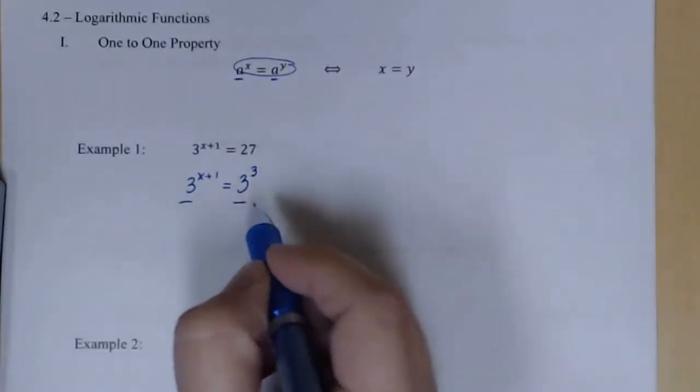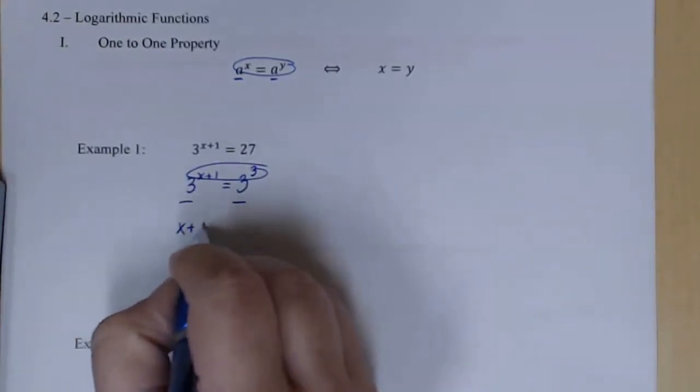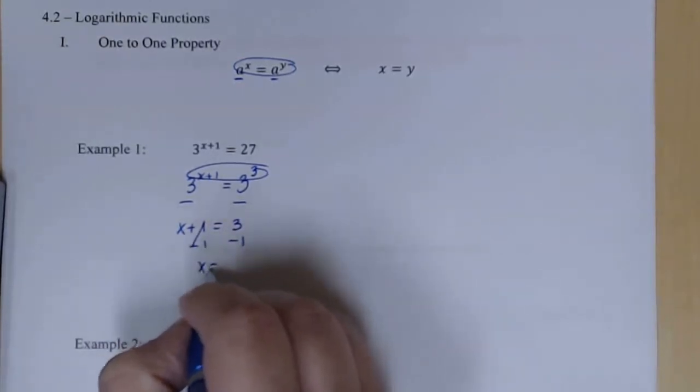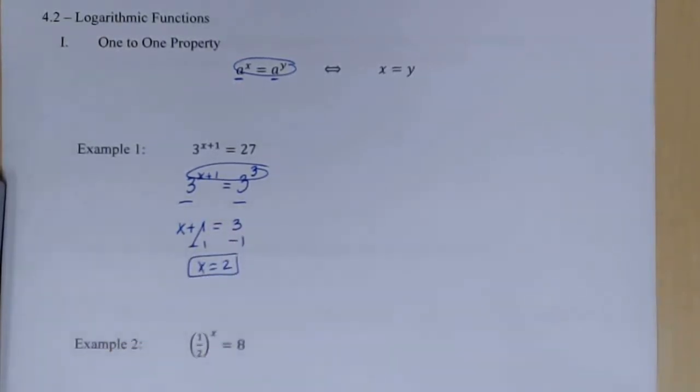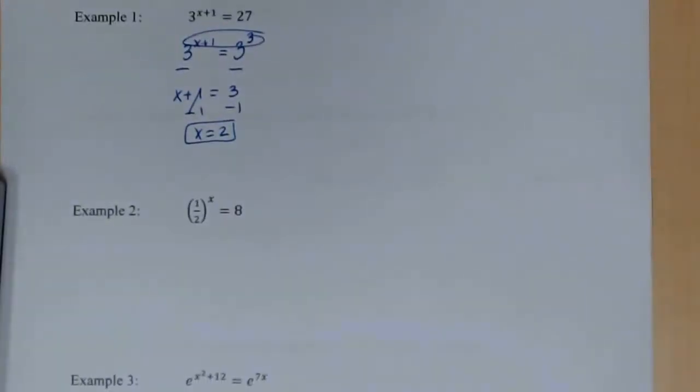Now that I have the basis to be the same, I can set these exponents equal, and I can say x plus 1 is equal to 3, and then I can solve out from there. So x is equal to 2. And so this one-to-one property is really nice, but sometimes you might need to manipulate it in order to get that property to fit. Let's look at this one, 1/2.